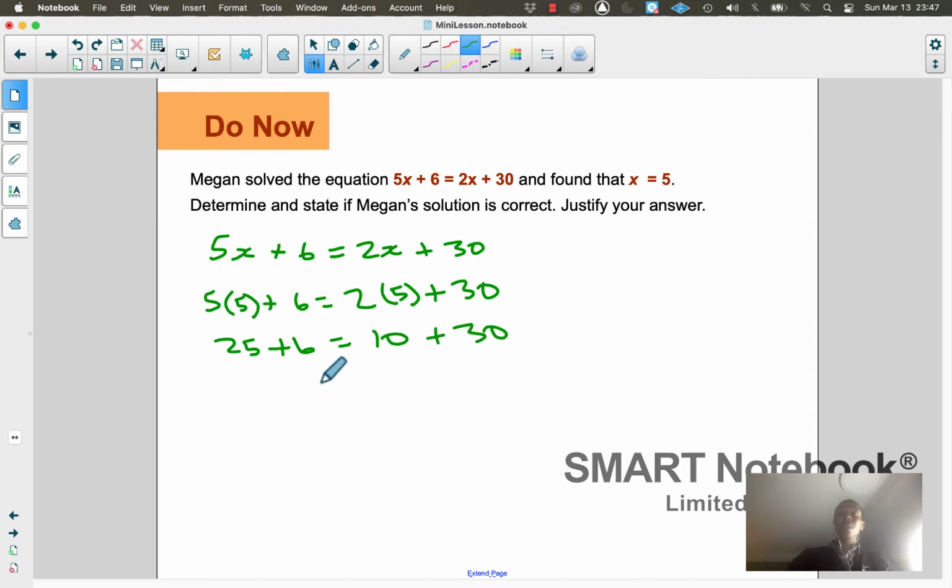So ladies and gentlemen, what we're doing is similar to what you did when you check the solution for your equation. So let's simplify this. 25 plus 6, very good, 31. Now 10 plus 30, that is 40. Ladies and gentlemen, was she correct? No. Why? Because 31 does not equal 40.